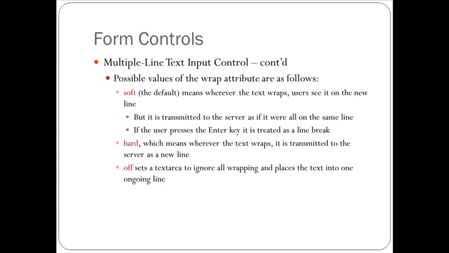The hard means that whenever the text wraps, it's transmitted to the server as a new line. So it would just automatically, whether you hit enter or not, every line would be treated as a new line, and a new line character or a line break character would be inserted in there as it's being sent to the server. Off just tells the text area to ignore it, and then at that point it's no different than the text. It's just going to be one line, and it's going to scroll off to the right as you type and go over the number of columns.